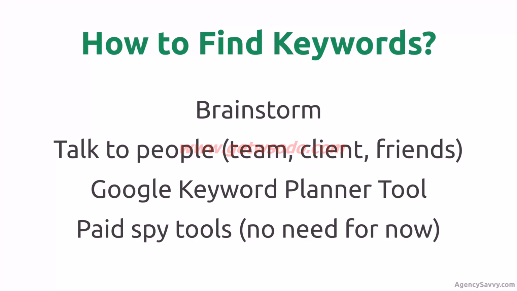I've seen some pretty crazy lists that people come up with when left to their own devices. They assume that people are going to search a particular way. So sense check that. Talk to your team. Talk to existing clients. Talk to friends and family if need be. Hey, if you were looking to buy this thing that I sell, how would you search for that? What words would you use?